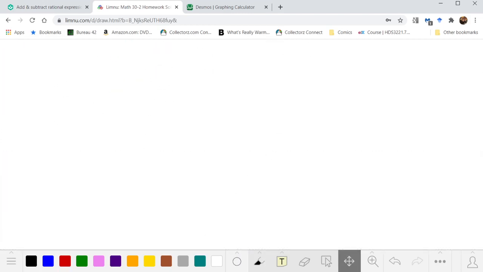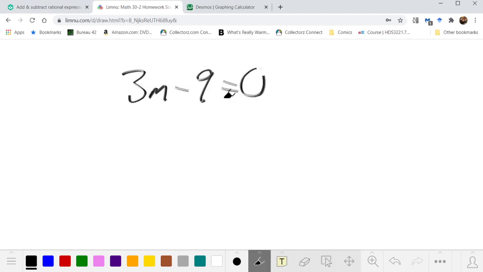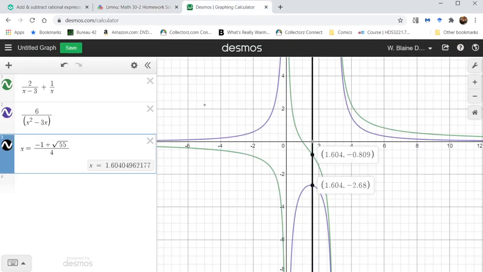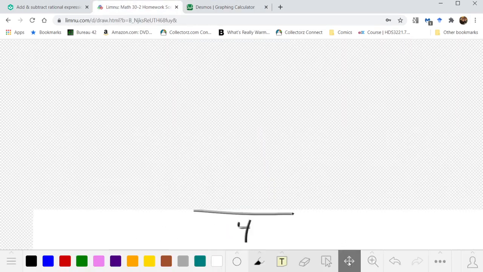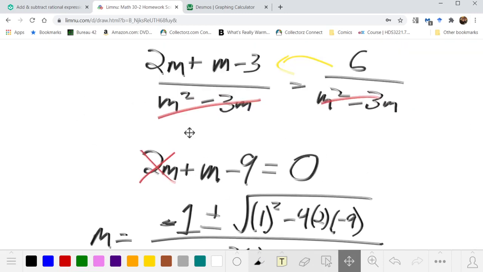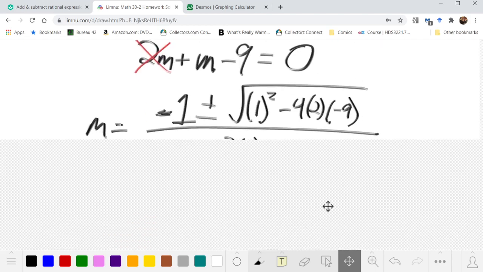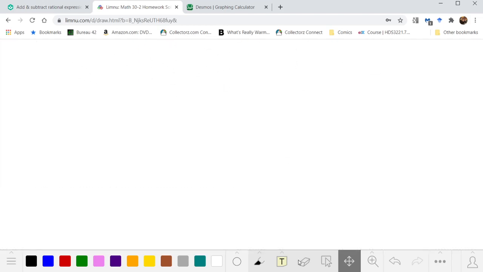So the whole thing worked out to 3m minus 9 equals 0, which is only true when m equals 3, but m is not allowed to be 3, which is why when we graph it, we don't actually have any intersections whatsoever. My apologies for that mistake if that confused anyone. But that was the issue. I had messed up that one here by assuming it was going to be a quadratic out of force of habit.